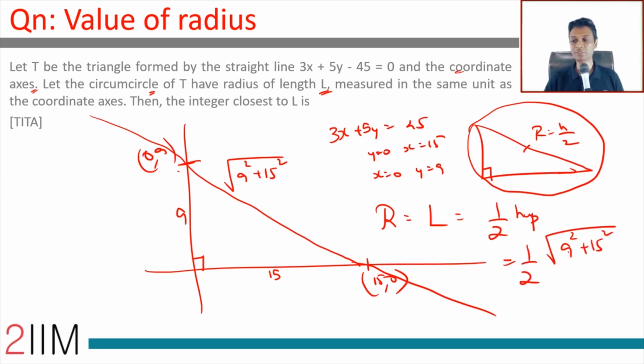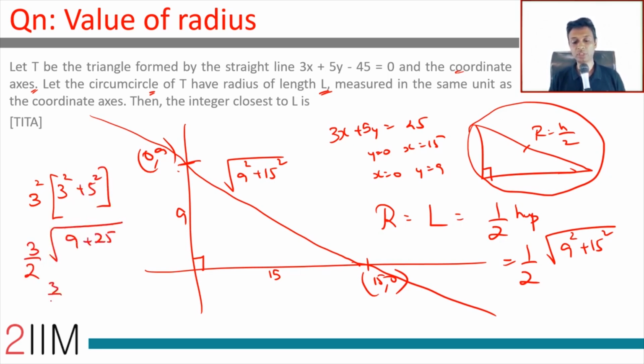Brilliant. So we need to find 9 square plus 15 square. We can take a 3 square outside. 3 square times 3 square plus 5 square. So it is 3 by 2 times square root of 9 plus 25. 3 by 2 times square root of 34. 1.5 times square root of 34.